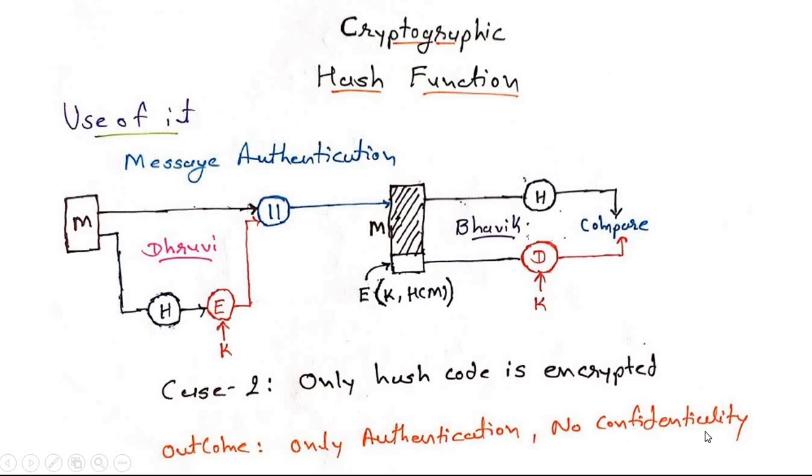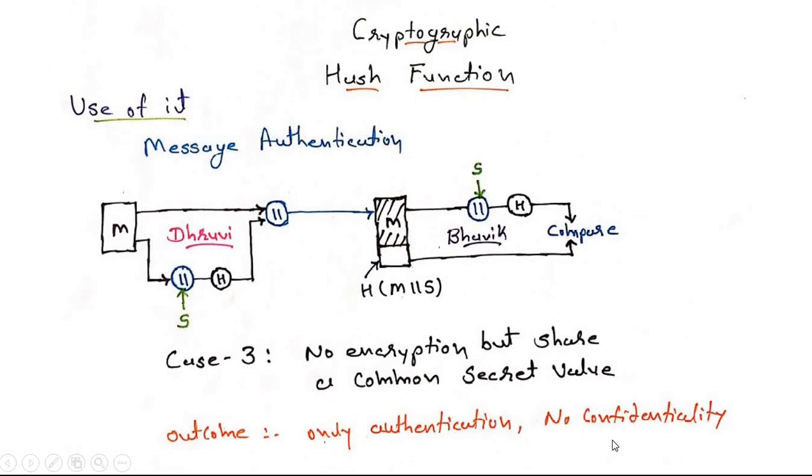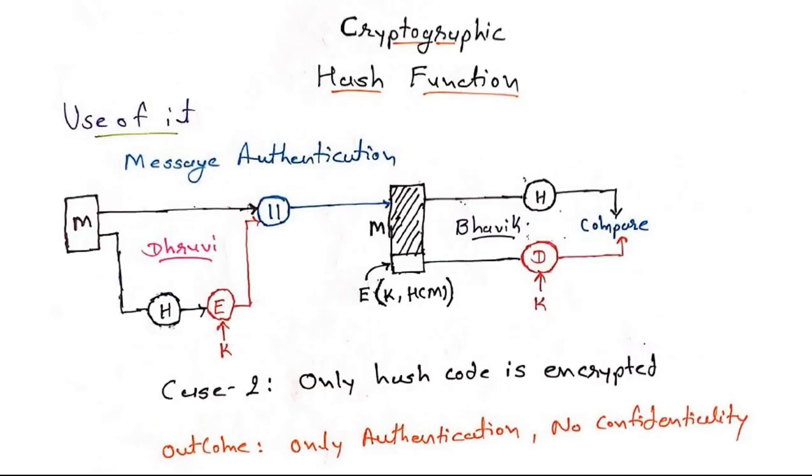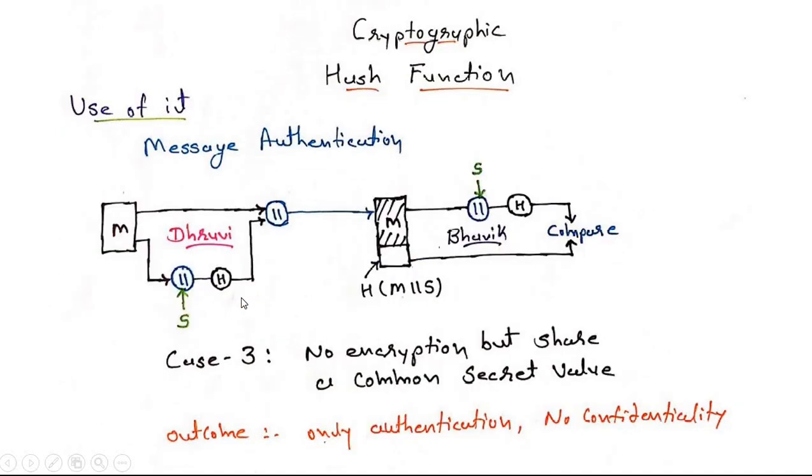We are not getting any type of confidentiality. Now let's see one more case, case number 3. Here we are using one secret key value. Like in our case number 2, where we did the encryption of the hash code only, not the message. But in place of encryption of the hash code, here we are using the secret key value.